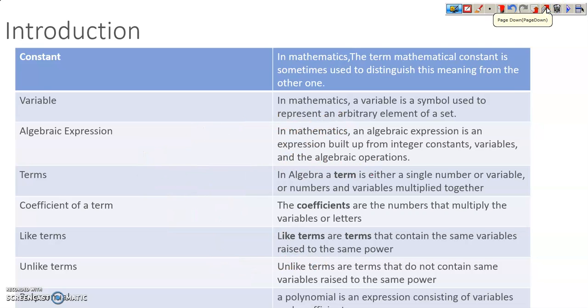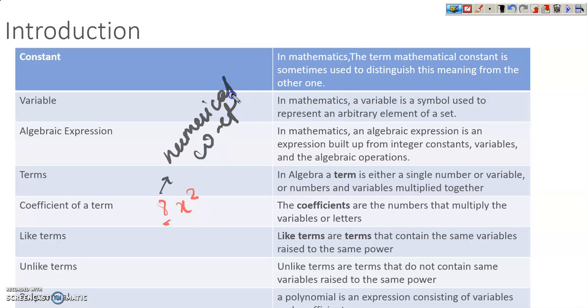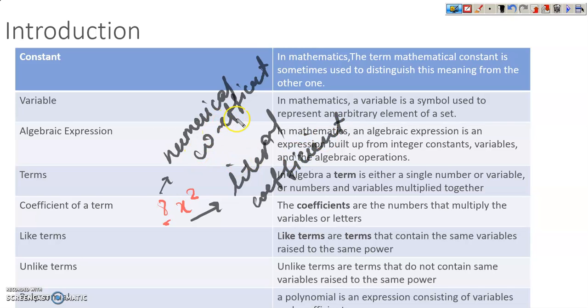Okay, so now we will look at the coefficient of a term. What do I mean by coefficient of a term? Let's say 8x square. Here 8 is the numerical coefficient, and x square is the literal coefficient. I think you understand: numerical because it has a value, it's a number, and literal because it's an alphabet or a variable.